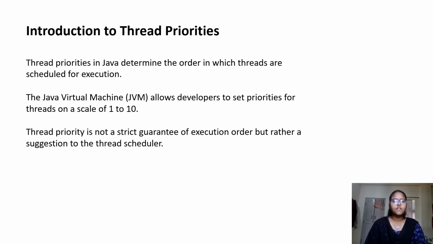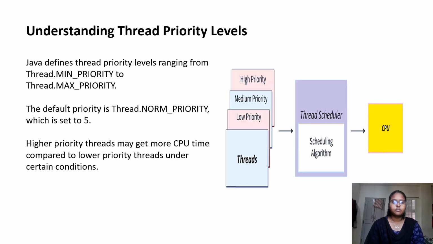Thread priorities in Java determine the order in which the threads are scheduled for execution. The Java Virtual Machine allows the developer to set priorities for threads on a scale from only 1 to 10. Thread priority is not a strict guarantee of execution order, but rather a suggestion to the thread scheduler.